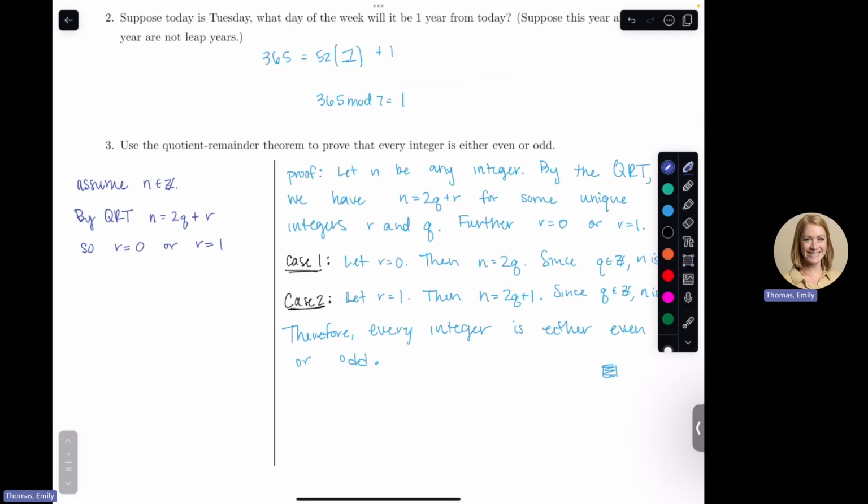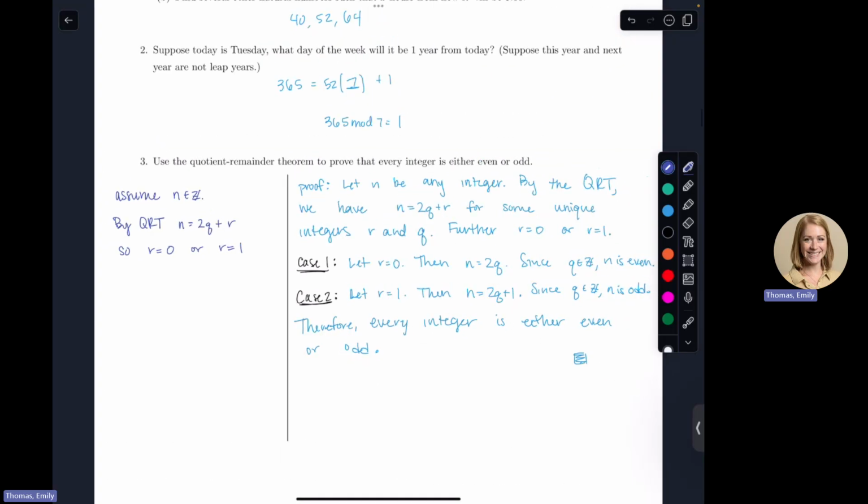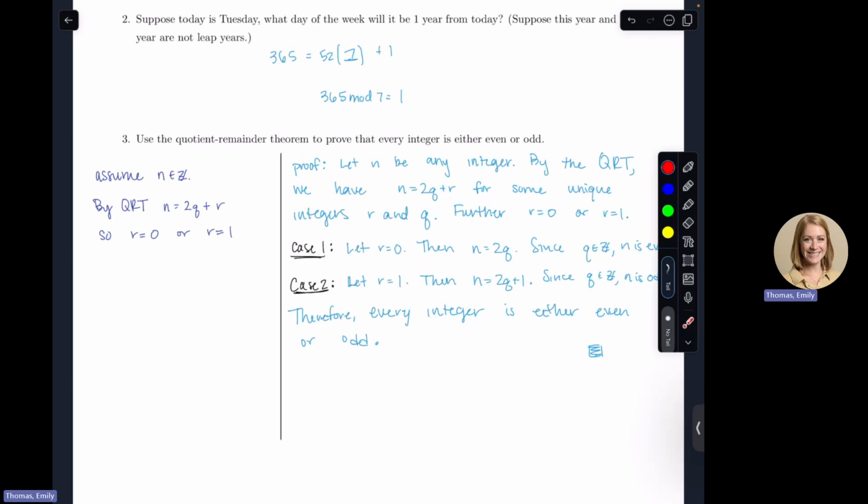We did this the other day. We proved that every integer is either even or odd using the quotient remainder theorem and deciding if we use this divisor of 2, then our remainder has to be 0 or 1. This gives us options. It has to be this or this, and that breaks us into cases where case 1, we let it be 1, case 2, we let it be the other one, show it works in either case, and then we've done the proof.